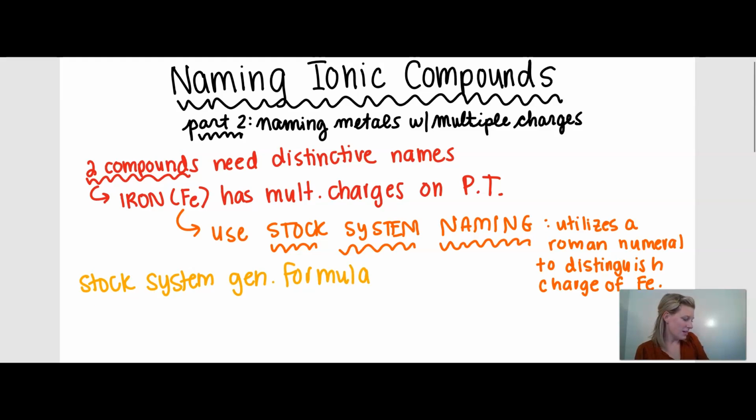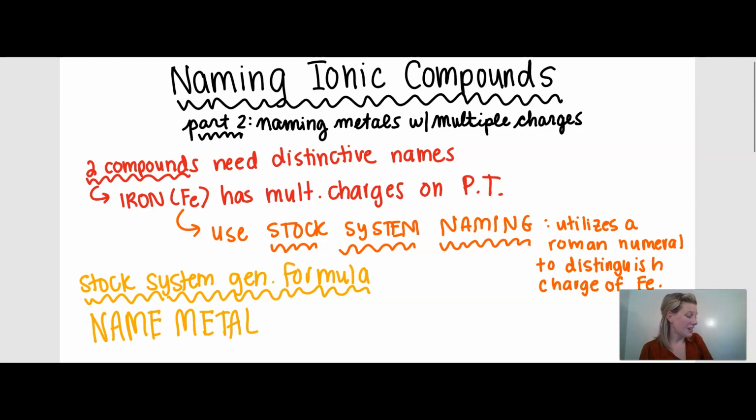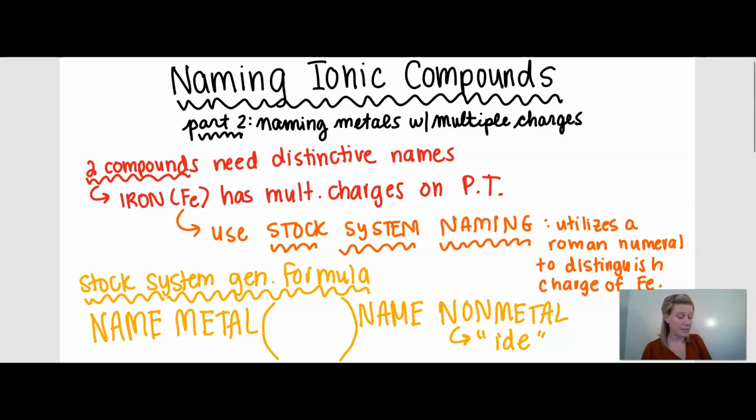Okay, and our stock system general formula is going to be super similar to binary. It's going to be the name of the metal, and we're still going to name the non-metal, and we're still going to change the ending to IDE. However, in between, in parentheses, here's where we're going to utilize a Roman numeral.